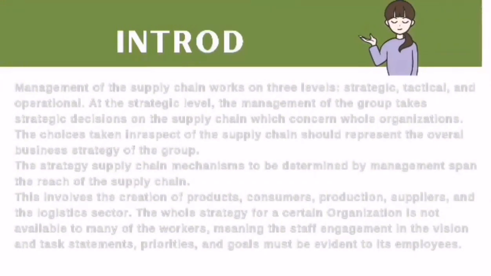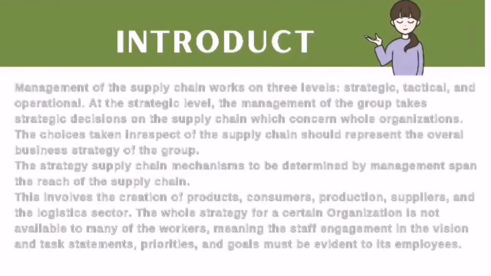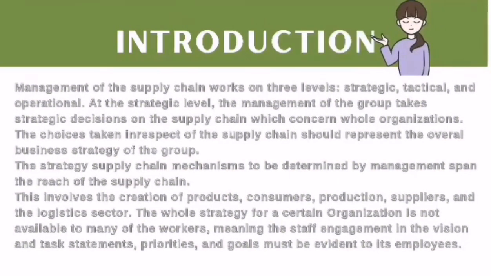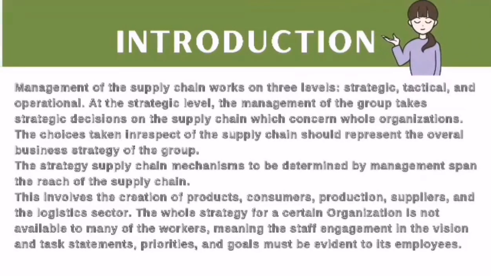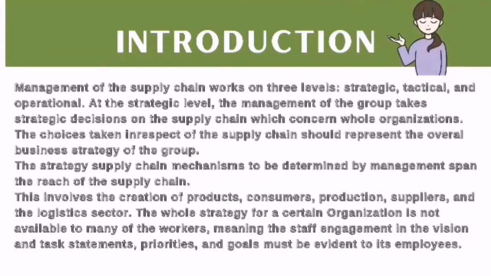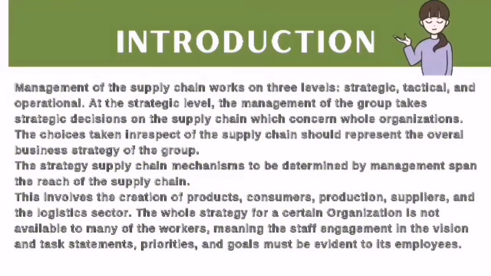Supply chain management is about getting the right products to the right place at the right time. It involves making decisions at the different levels, strategic, tactical, and operational. It's important that everyone in the supply chain understands the company's goals and works together to achieve them.